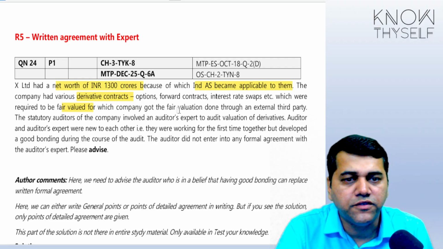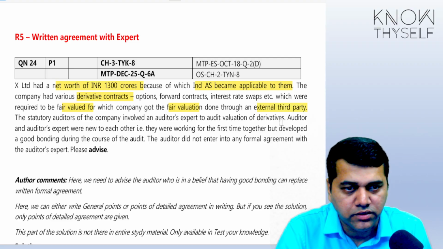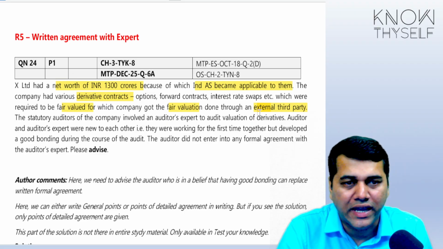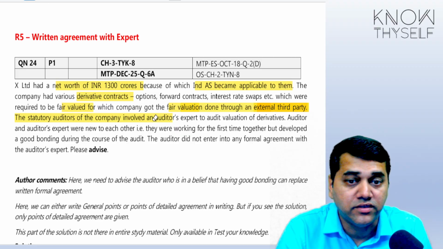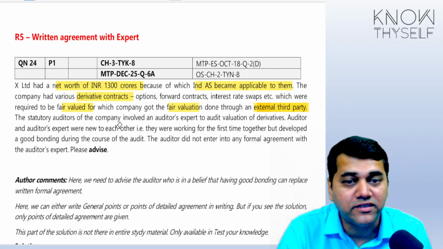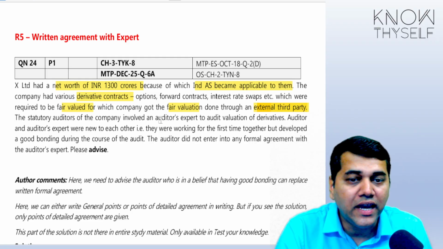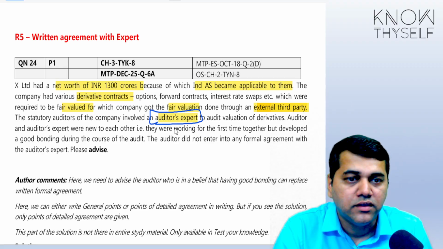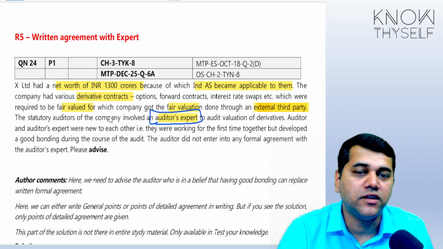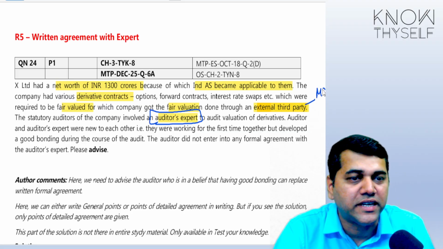The company has got the fair valuation done through an external third party. When you read up to here, somewhere it should strike you, external third party valuation has been done. Are they talking about SA 620? Yeah, because this context looks like 620. Now the statutory auditor involved an auditor's expert. So by now you are very clear that this is about SA 620, because external third party is your management expert.